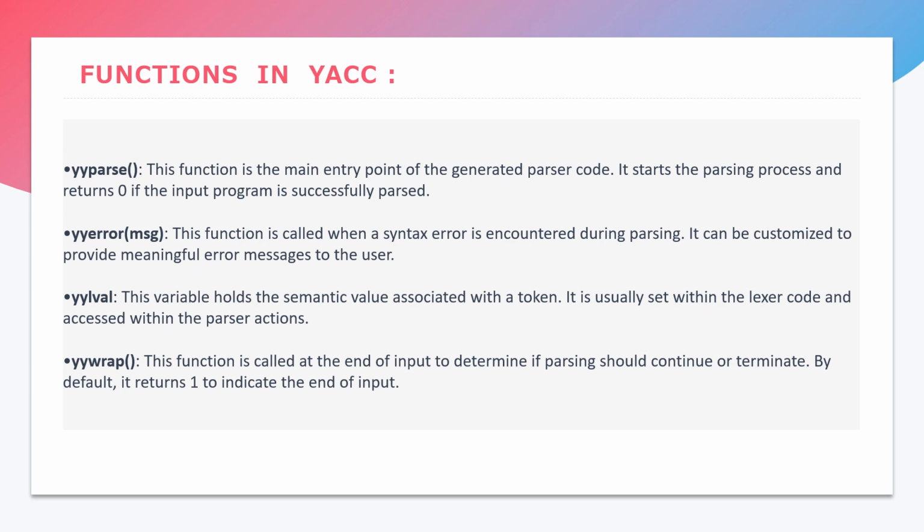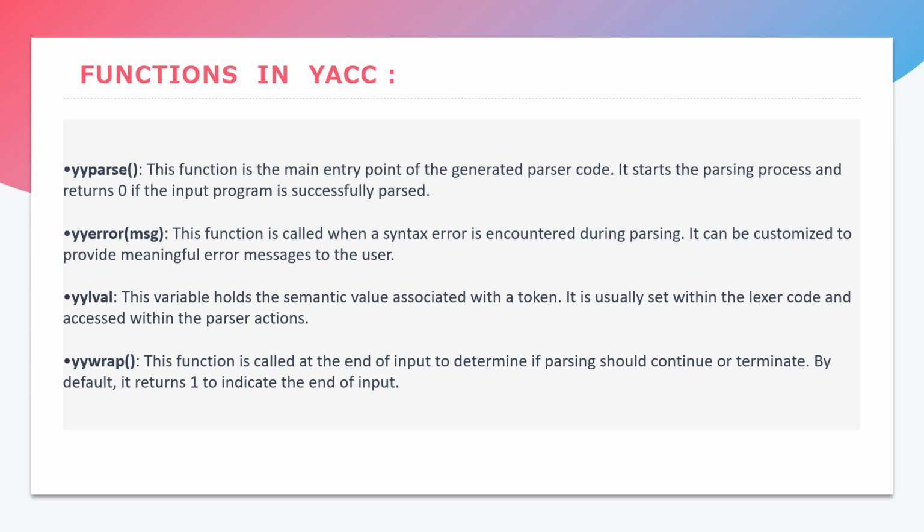yyparse. This function is the main entry point of the generated parser code. It starts the parsing process and returns 0 if the input program is successfully parsed. yyerror. This function is called when a syntax error is encountered during parsing. It can be customized to provide meaningful error messages to the user.